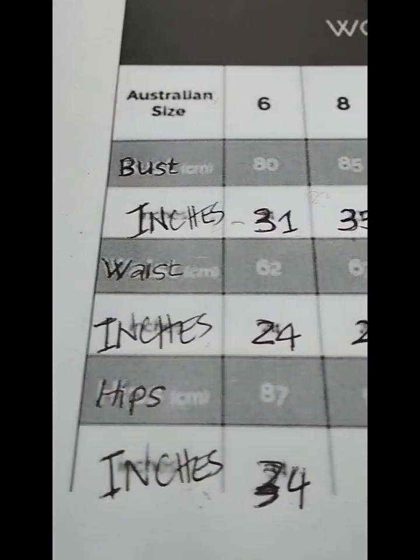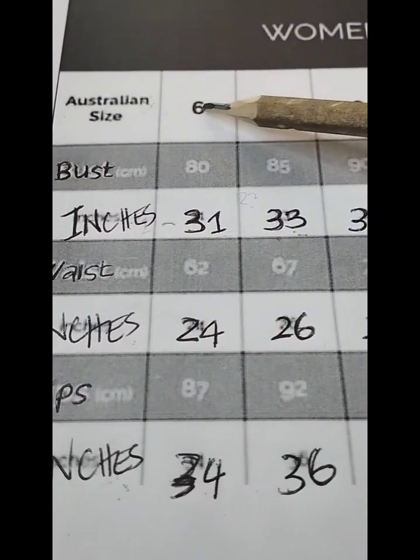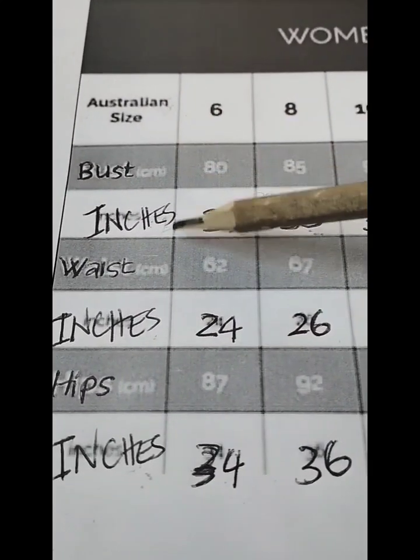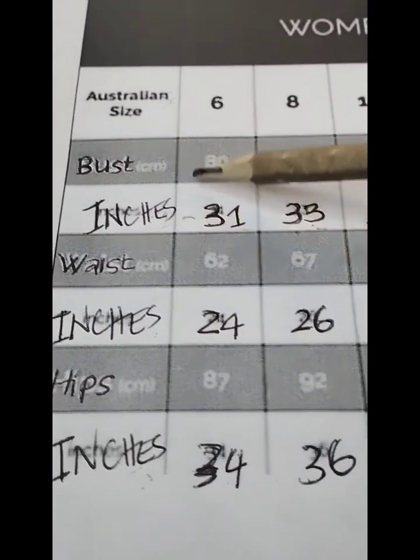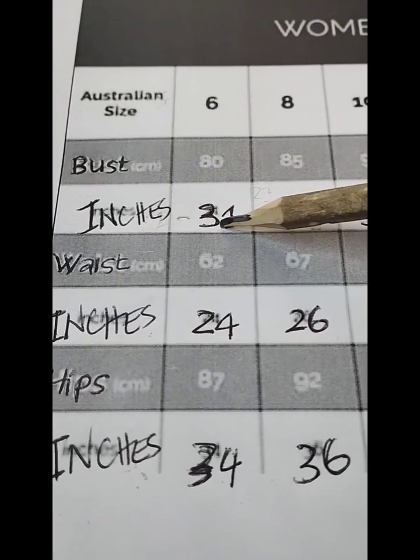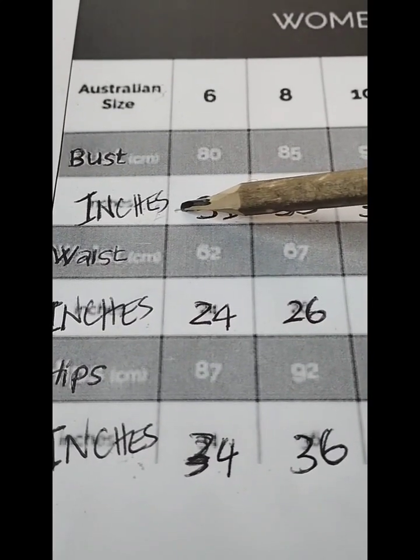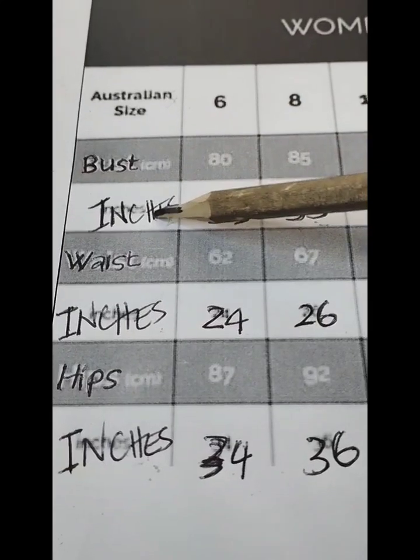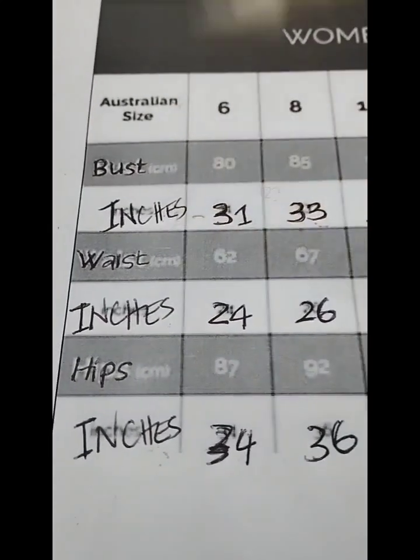All right. Now, what if someone is less than size 6? Well, in this case, you minus. So like for 31, bust is 31. So you minus by 2 inch. So for size 4, the bust is 29 inch.